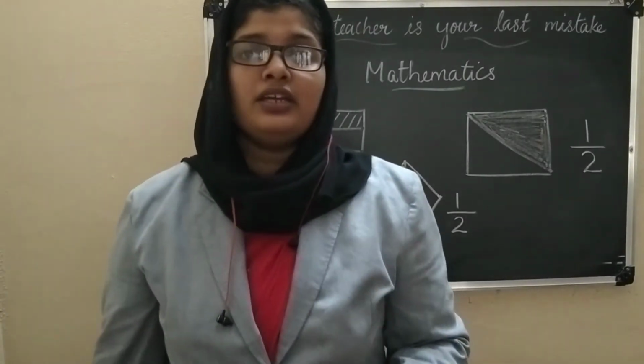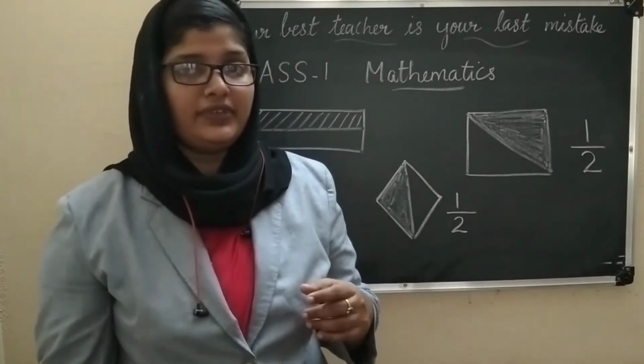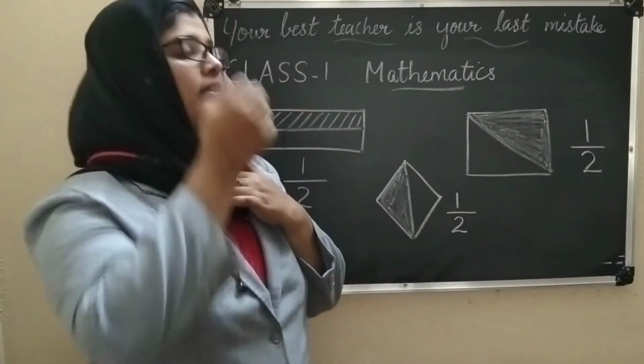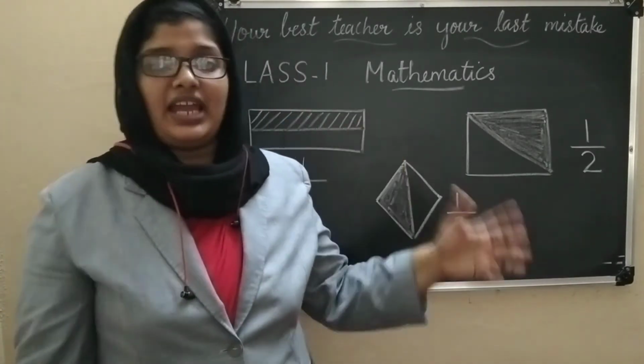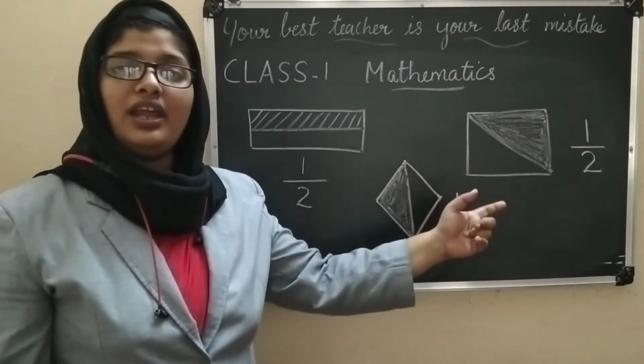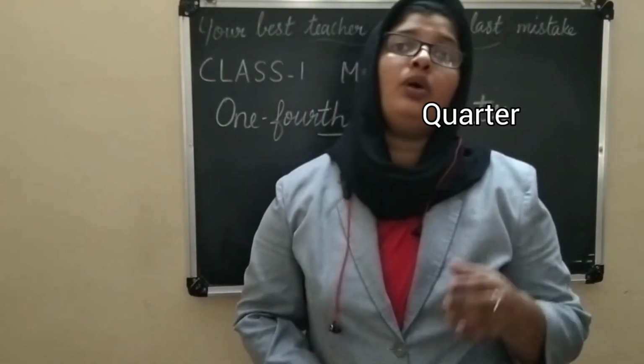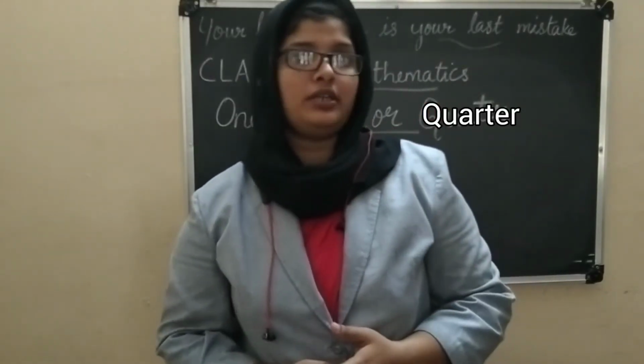Half. Okay. So we colored 1 half of each of the following figures, and we wrote the fraction also. Okay. We know that these all are half. Next, we are going to learn about 1/4 or quarter.